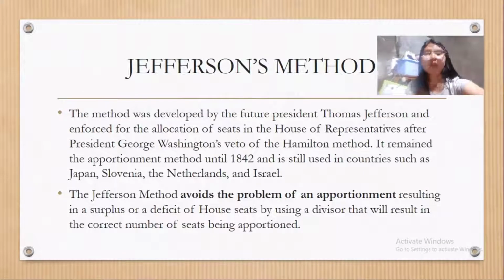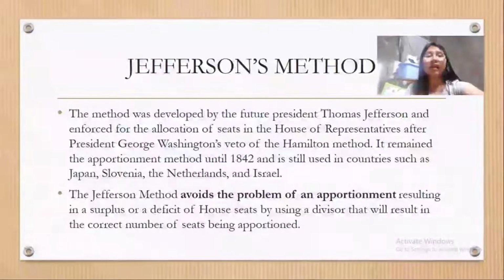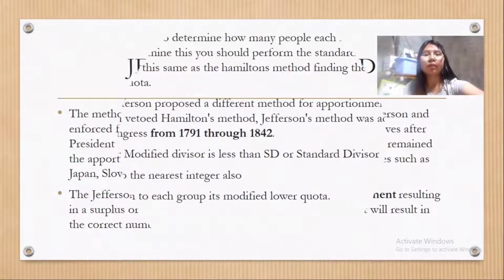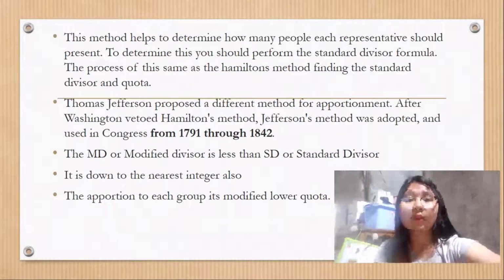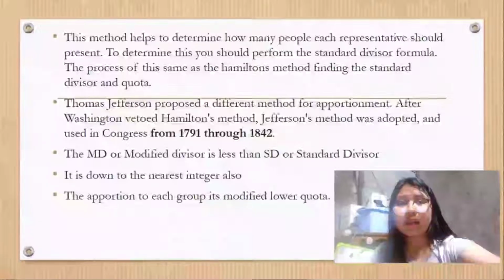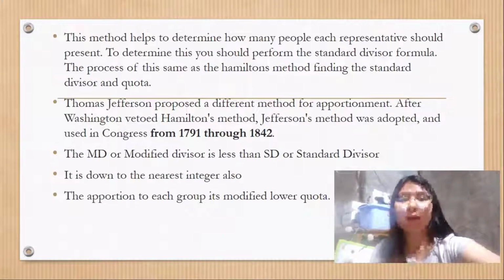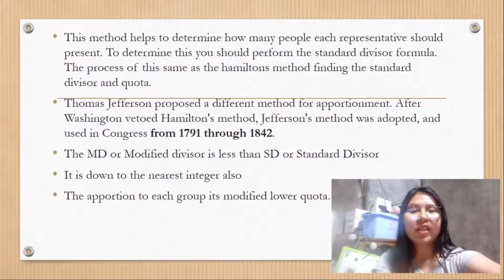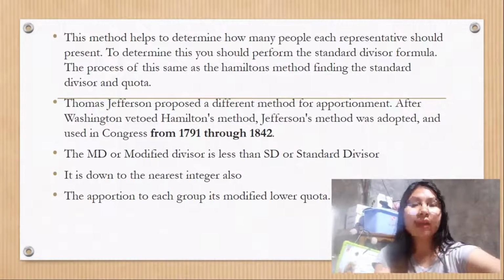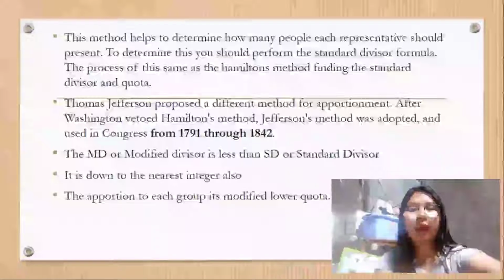and Israel. Jefferson's method avoids the problem of an apportionment resulting in a surplus or a deficit of house seats by using a divisor that will result in the correct number of seats being apportioned. This method helps to determine how many people each representative should represent. To determine this, you should perform the standard divisor formula. And as for the process of this method, it is the same as we perform in Hamilton's method in finding the standard divisor and standard quota.